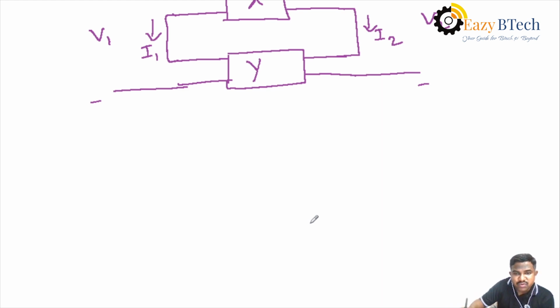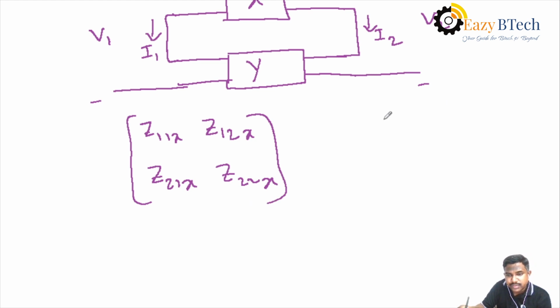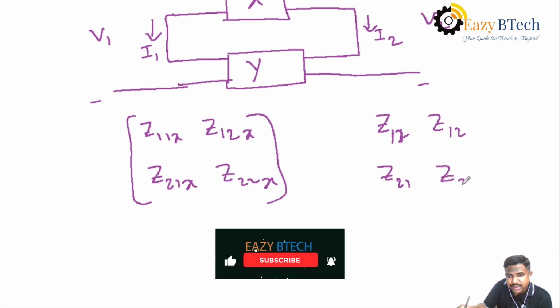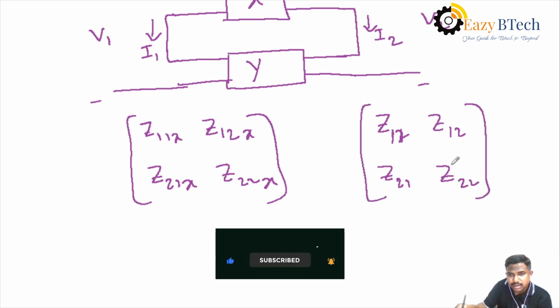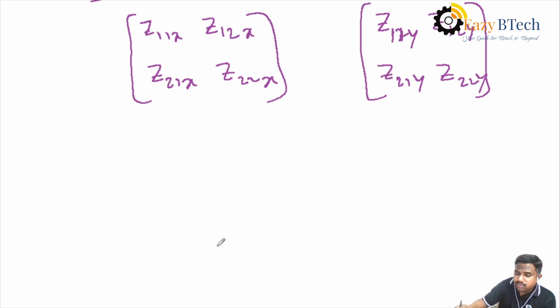That is, you find out Z parameters separately: Z11, Z12, Z21, Z22. This is for the first network, that's why we are taking it as network X. You can find it out. Similarly, we will find out Z parameters for the second network, that is Y network. Then the parameters for Y are taken here.